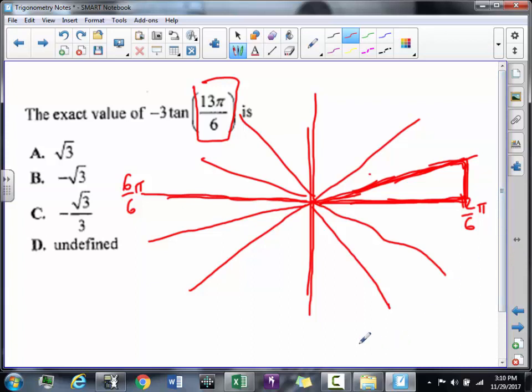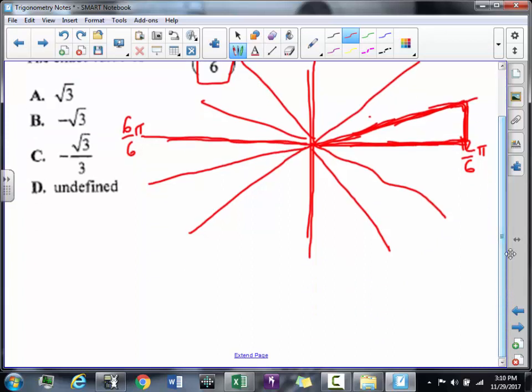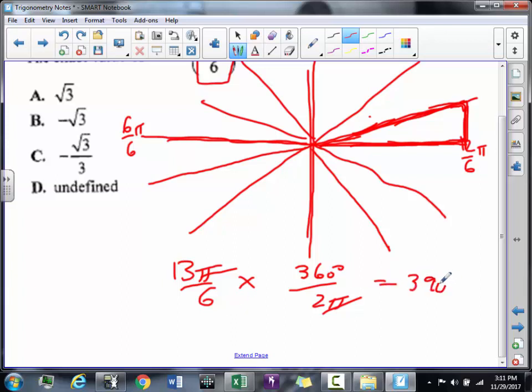Why don't we actually convert 13 sixths of pi into degrees? Until you guys get more fluent working in radians, it often helps to be in degrees because you can picture it better. So if I gave you 13 sixths of pi and asked you to times by 360 and divide by 2 pi, how many degrees is this going to be? 13 times 360, divide by 6, divide by 2. I got 390 degrees.